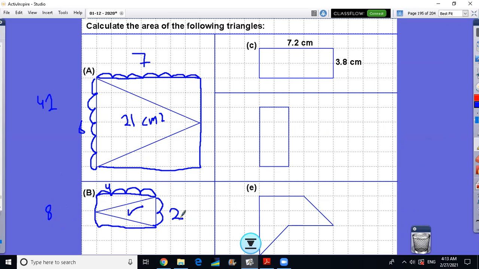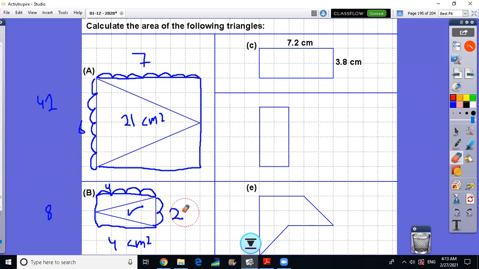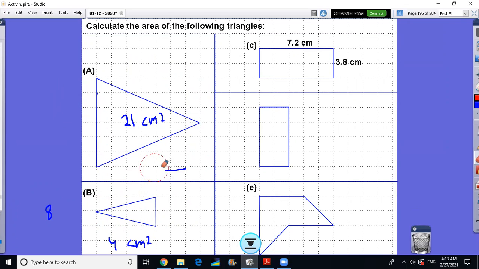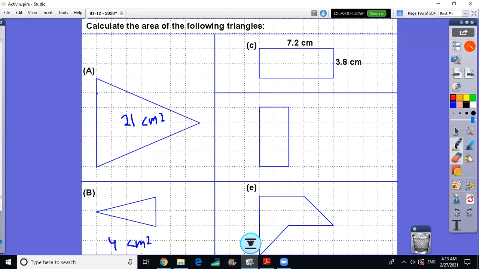So it's going to be 4 centimeters squared. 8 divided by 2 is 4 centimeters squared. And this is the area of the triangle. Don't forget to erase what you've done. All right, mister, we've got now the area of triangles and how we get it. No problem. Let's move on here.